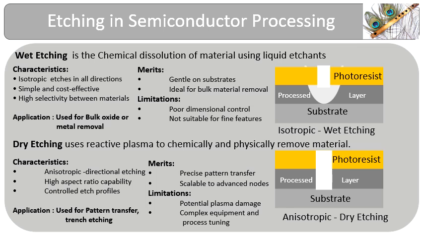Next is dry etching, particularly reactive ion etching, or RIE. This method uses reactive plasma to remove material directionally, making it anisotropic. It offers excellent control over etch profiles and is widely used for trench and via formation. The trade-off is potential plasma-induced damage and the need for tight process control.